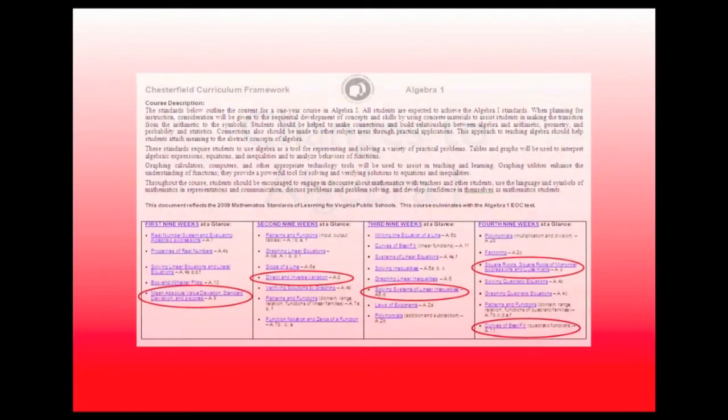This portion of the video has been made to highlight changes in content, the emphasis on solving multi-step problems in a real-world context, and how to locate additional instructional resources for Algebra I. Let's take a look at the 2011-2012 CCPS Algebra I framework.